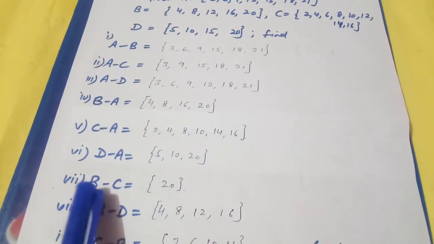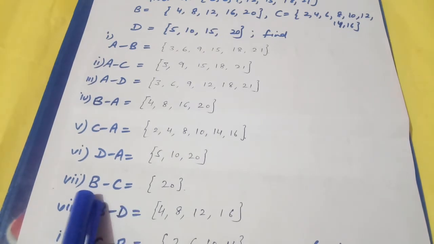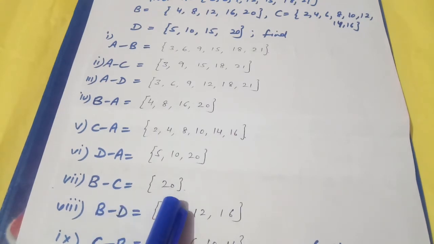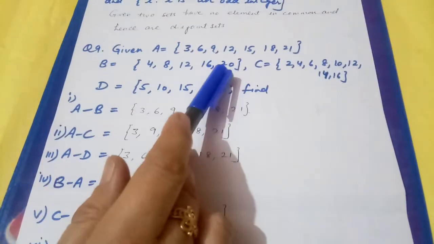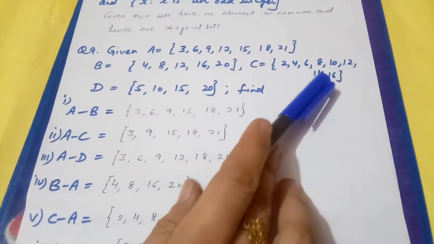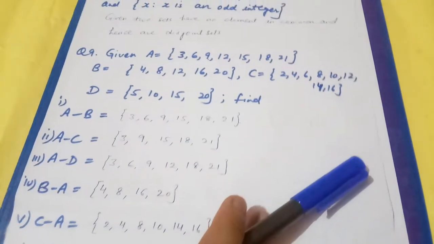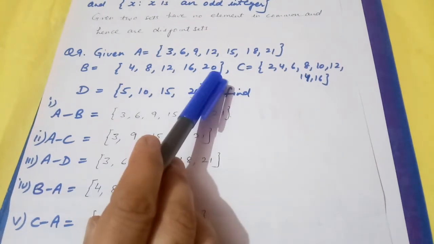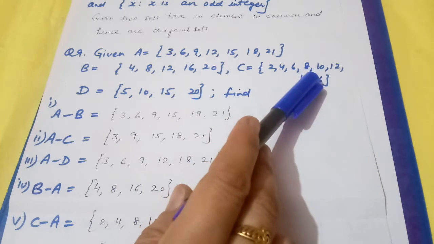In the seventh part, B minus C. Now take the elements of B set but not the elements of C set. That is equal to 20. Because B set contains elements 4, 8, 12, 16, 20 and C set contains 2, 4, 6, 8, 10, 12, 14, 16. So here there is only one element which comes in B minus C, that is 20, because 4, 8, 12, 16 are also present in C set.